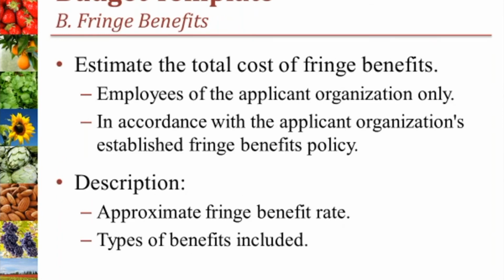Category B is fringe benefits. Fringe includes benefits like paid leave, health insurance, pensions, and unemployment, and is calculated as a percent of an employee's salary. In the amount requested column, list the total estimated fringe benefit costs for employees of the applicant organization determined in accordance with the applicant's established fringe benefit policy. In the description column, provide the approximate fringe benefit rate and types of benefits included.